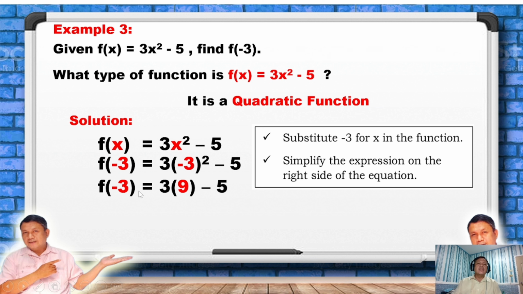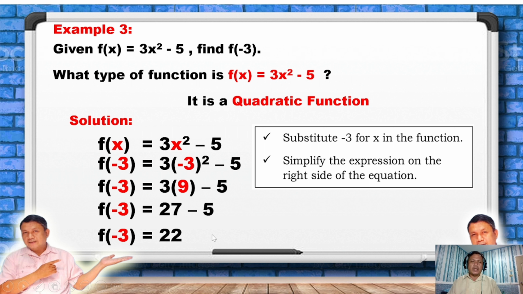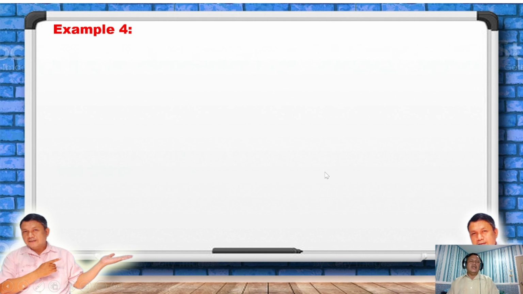Okay, so again, simplify po uli natin and we have 3 times 9. Unahin muna natin ang multiplication before subtraction. That is the rule under PEMDAS or GEMDAS. Ano? So 3 times 9 is 27. Therefore, f of negative 3 is equal to 27 minus 5, and the last operation is subtraction. So ima-minus na lang po natin yan. So 27 minus 5, and that is 22. And this is now the final answer. Okay, let us now proceed to example number 4.